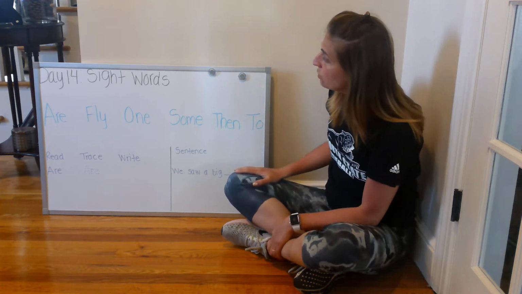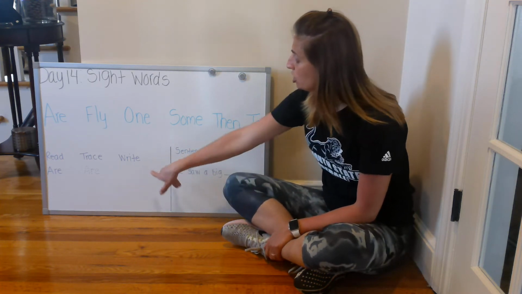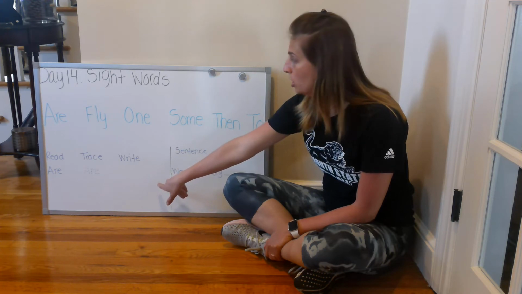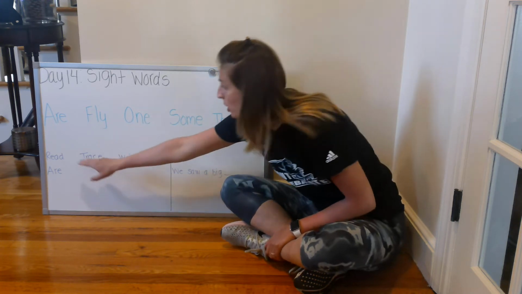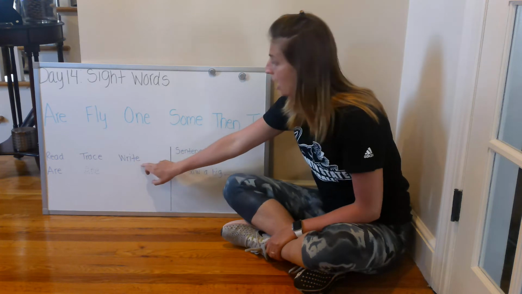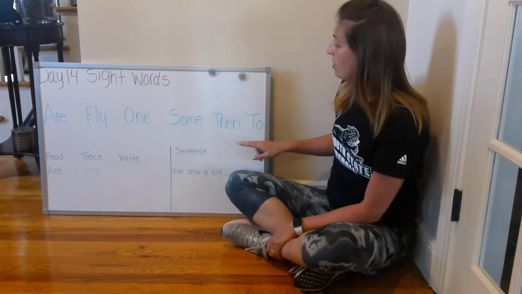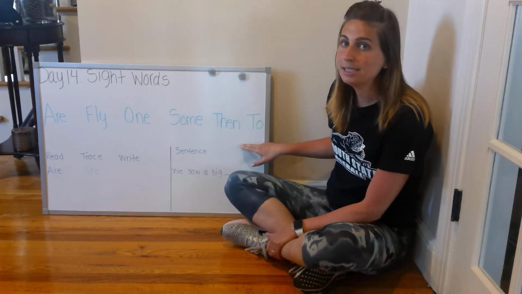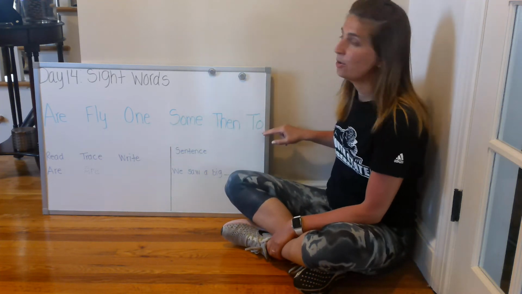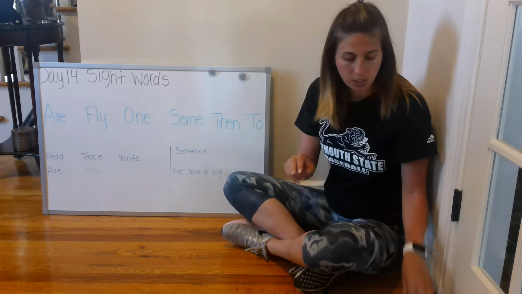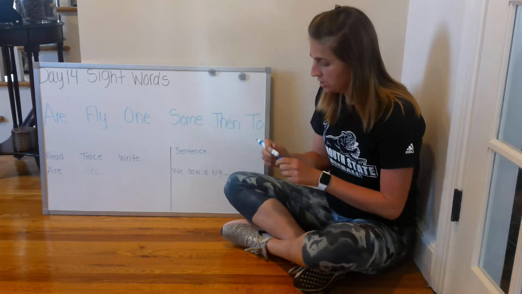So what we're going to do first is there's 2 parts that are going to be on your worksheet. One part is you're going to read, trace, and write each of the sight words. And the other part is you're going to fill in a sentence using one of these sight words to complete the sentence. So let's start by doing this first.